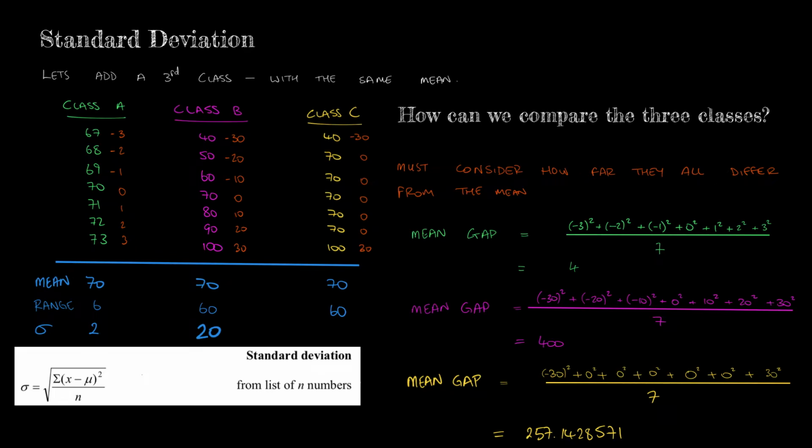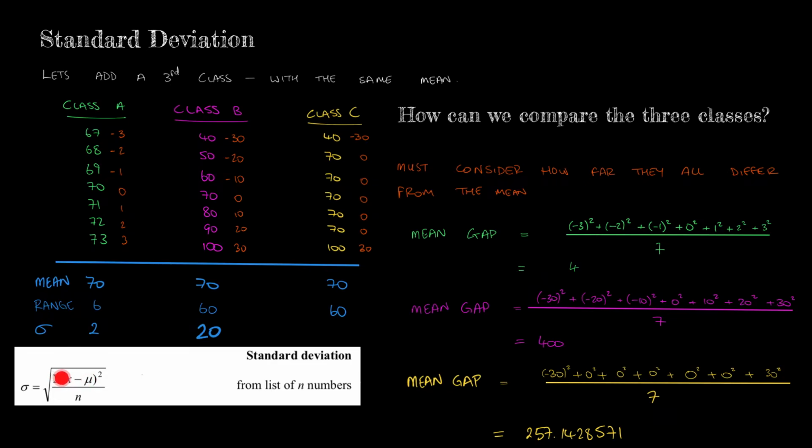So, like I said, in order to get the average of these, what I need to do is make them all positive, first of all, by squaring each of them. So I square these and add them together, and divide by the total number of inputs, which in this case was 7, and I get an answer of 257.1428571.